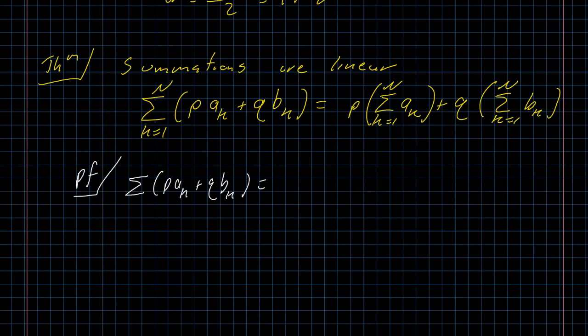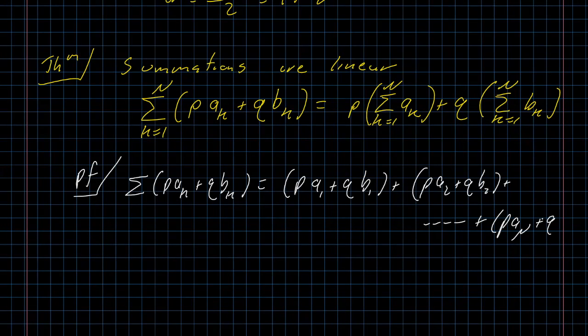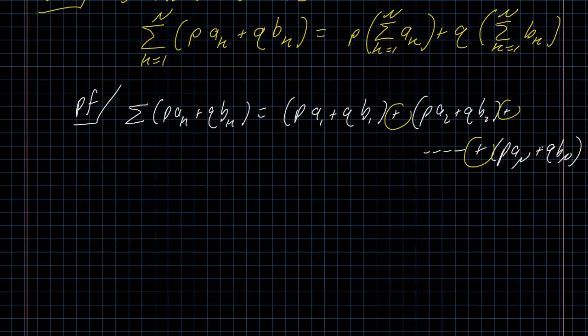But the definition of a summation says that we're going to add P A1 plus Q B1 plus P A2 plus Q B2, and we're going to keep going until we get to PAN plus QBN. But this is a bunch of stuff added together. And we have the commutative and associative properties of addition, which tell us that we can rearrange this.